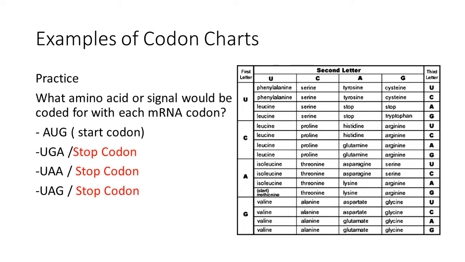We have here different codons, start codon and stop codon. The translation starts at the start codon, which is AUG. And when the translation reaches a stop codon, which is UGA or UAA or UAG, the translation stops and it releases a polypeptide chain, which is protein.